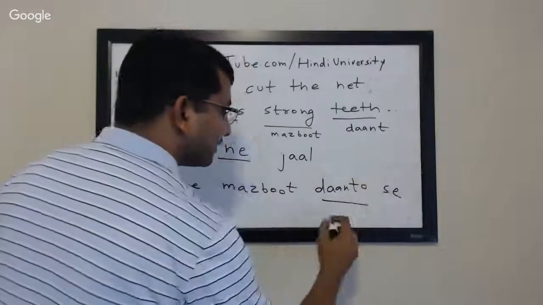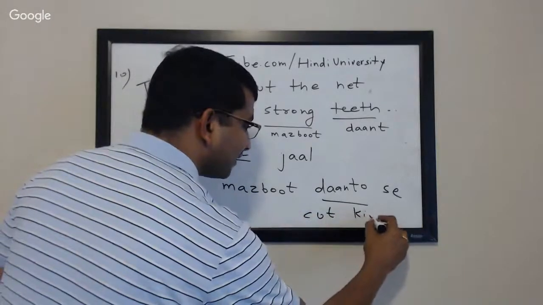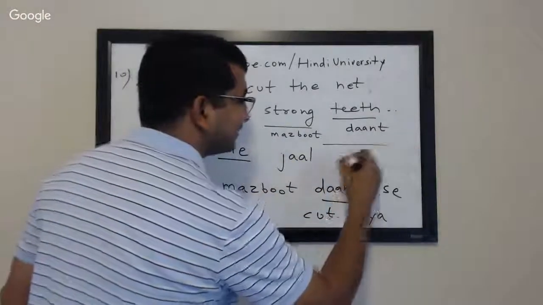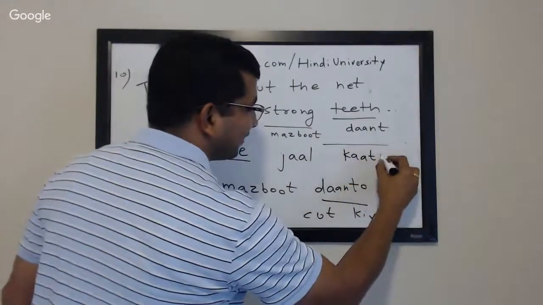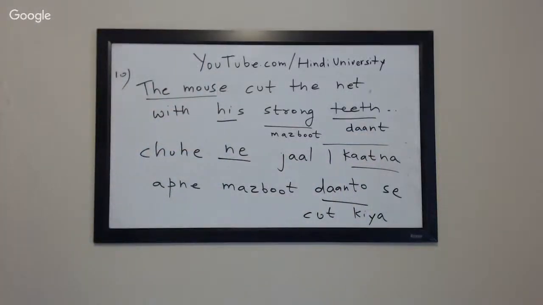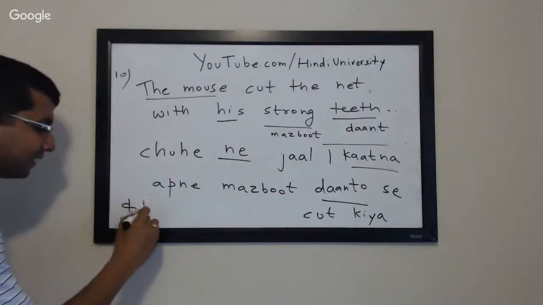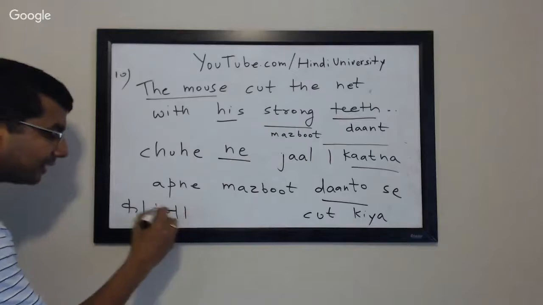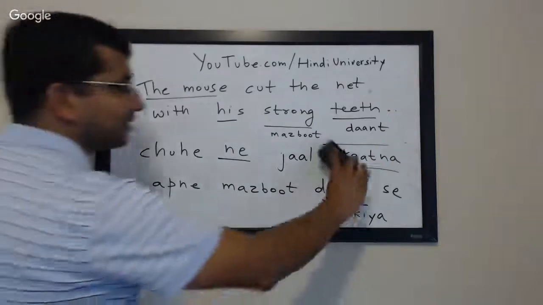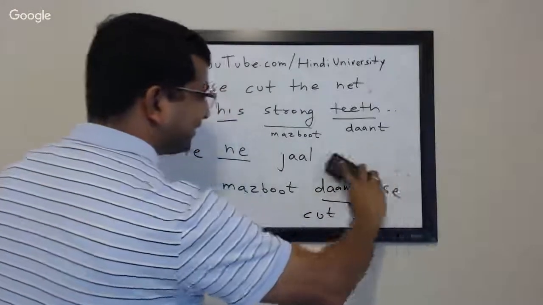So cut kiya will come towards the end, right? Cut kiya. And believe me or not, to cut in Hindi is kaatna. Kaatna. To cut is kaatna. The way you write it in Devanagari, you have a K with A, and then T with N, and then A, kaatna. So what is the past form of kaatna? Take a guess. Kata. Kata, very good.